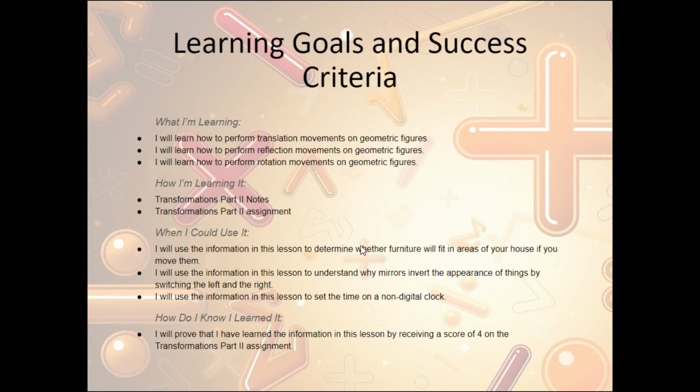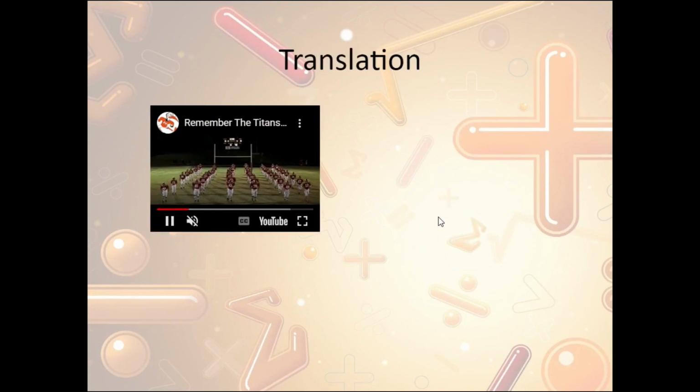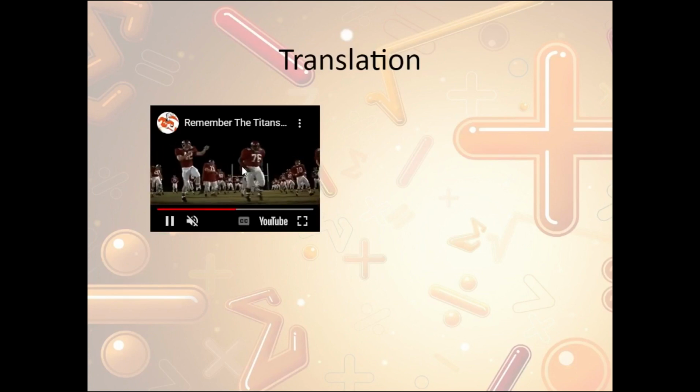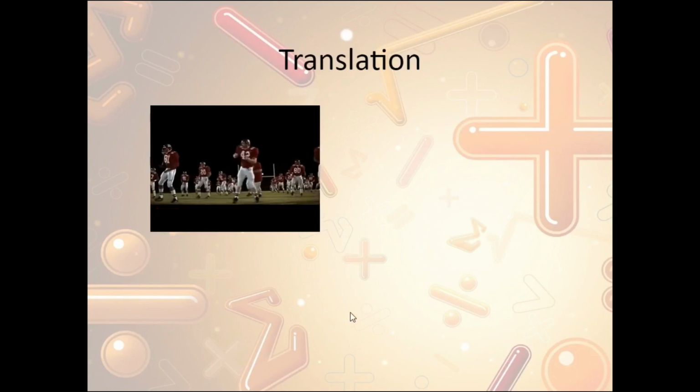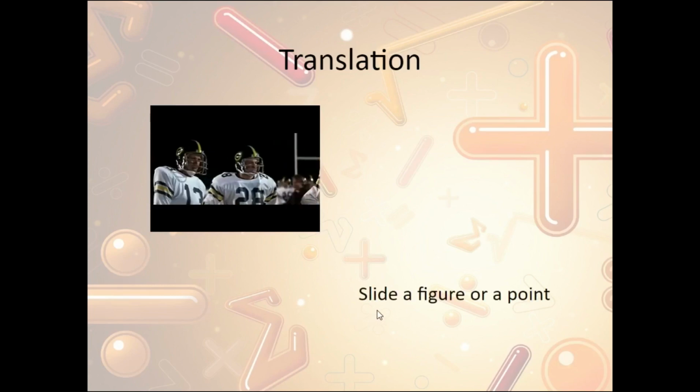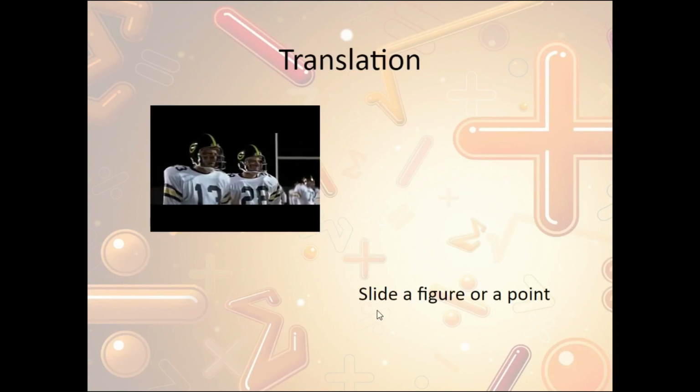Let's take a look now at the Transformations Part 2 notes. The notes begin with the learning goals and success criteria. Now here's a little video. We have translation. Notice every person in here is the same. They don't change shape or size, but they are sliding around. They're sliding side to side. They're moving front to back. Those are translations. So it is a slide of a figure or a point.